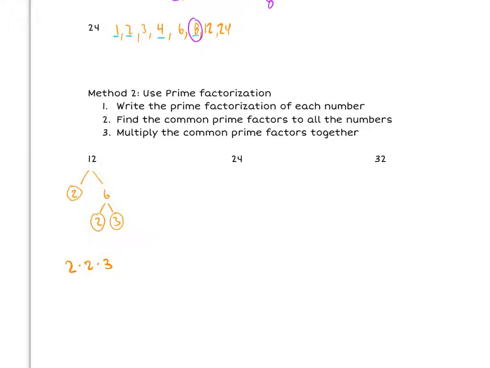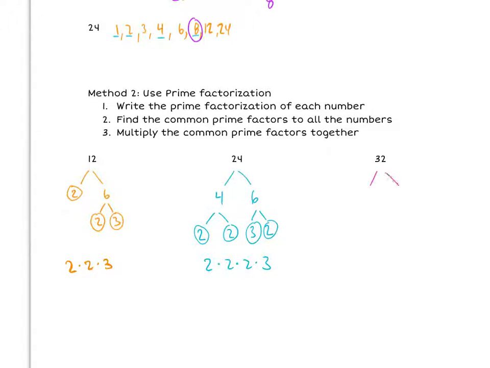Let's do number 24 now. What 2 numbers multiply by each other? 6 times 4. Neither of those is prime, so we've got to continue each branch. What 2 numbers multiplied by each other are 4? 2 times 2. Both prime. And 6? 3 times 2. So underneath, we're going to list these. 2 times 2 times 2 times 3.